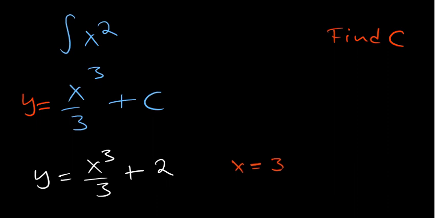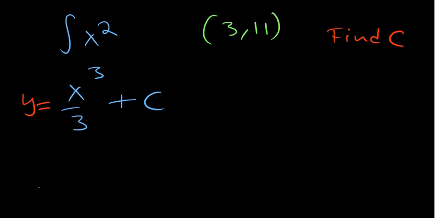9 plus 2 is what? 11. Okay, so in such a case, the coordinate will be 3 over 3, 11. So if you are told you don't know what the constant was, a 2, you can find the value c there. How do you go about that?